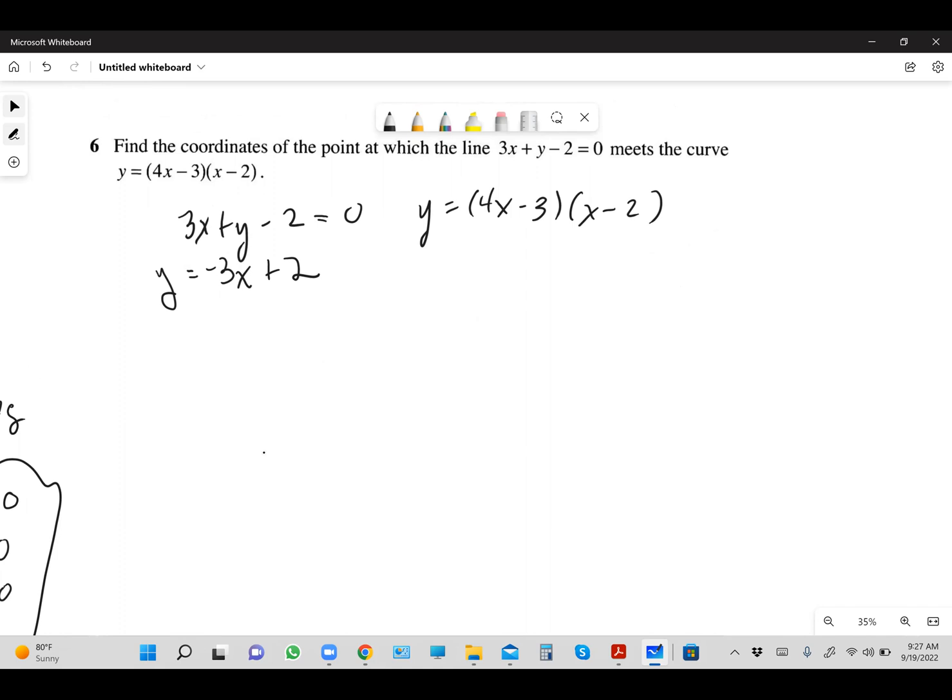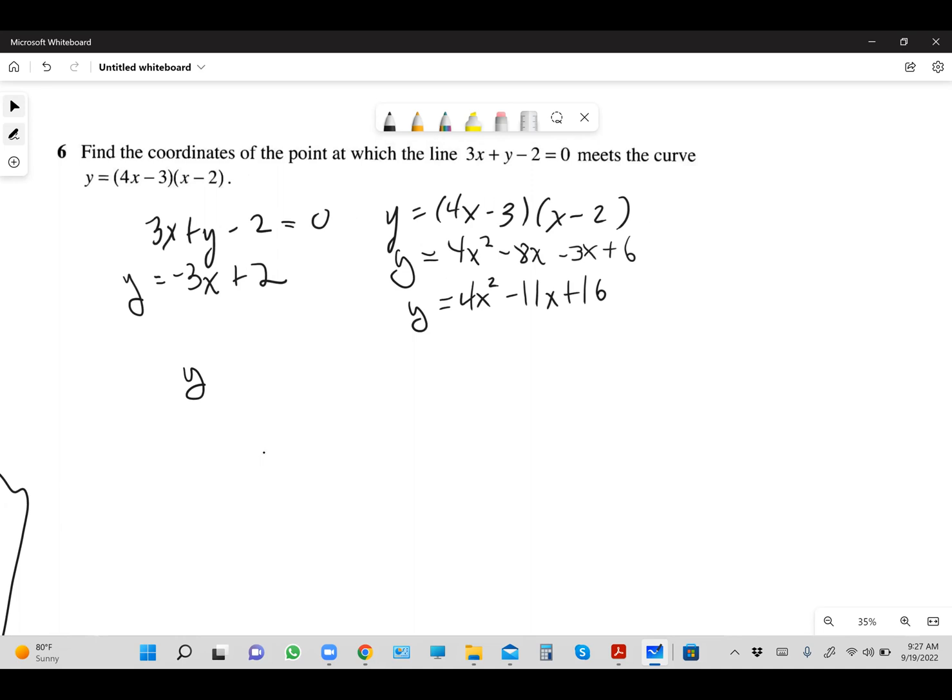Well, no, this is a parabola. If I rewrote this as 4x squared minus 8x minus 3x plus 6, we end up with y equals 4x squared minus 11x plus 6. We have that, and now we can set them equal to each other. But look what happens. When I try to set them equal to each other, I just get something I'm not really working with. I mean, I can work with it though. Look how it looks now when I set them equal, because I'm trying to solve for their points of intersection.